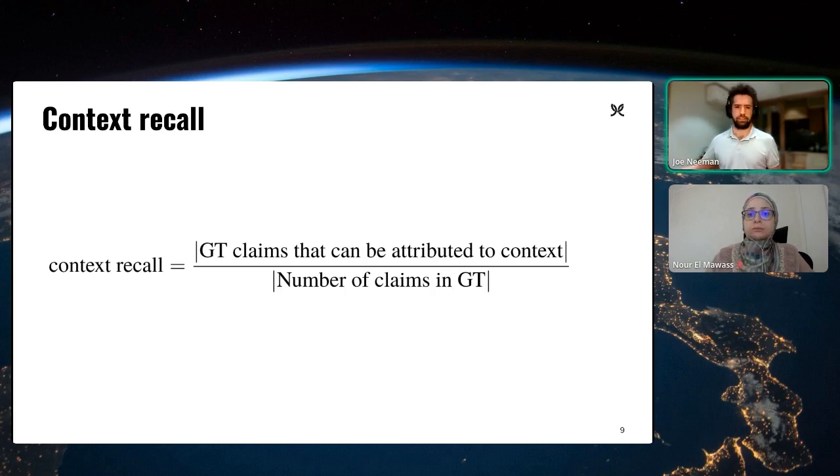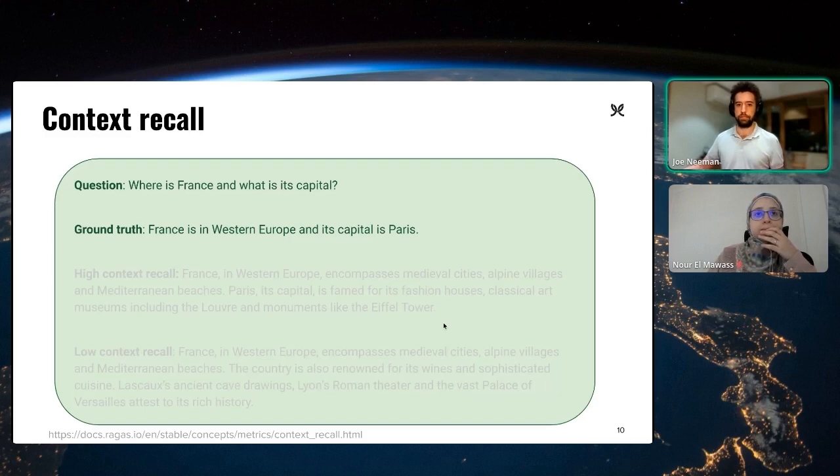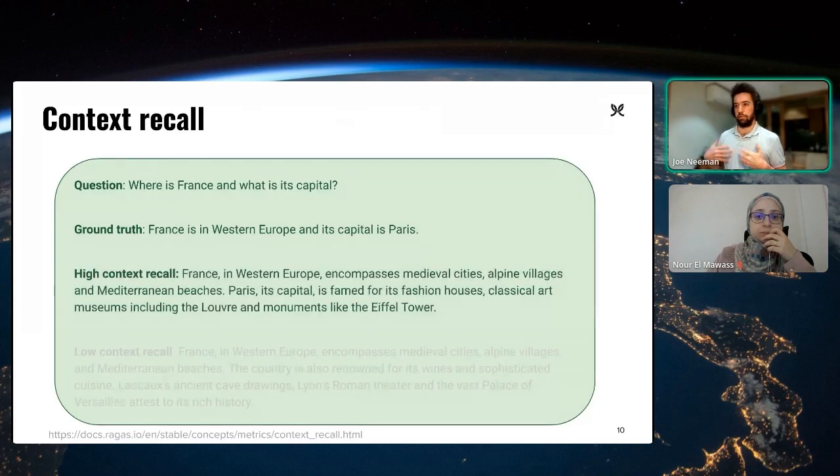Let me do a little example because I think an example is easier than a quasi formula. Here is an example of a question that you might ask a RAG application. You can ask, where is France and what is its capital? And maybe a ground truth response to this question might be, France is in Western Europe and its capital is Paris. Now here are two possible contexts that you might fetch if someone asked this question.